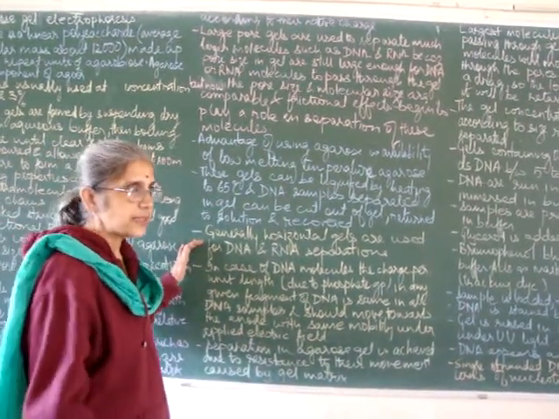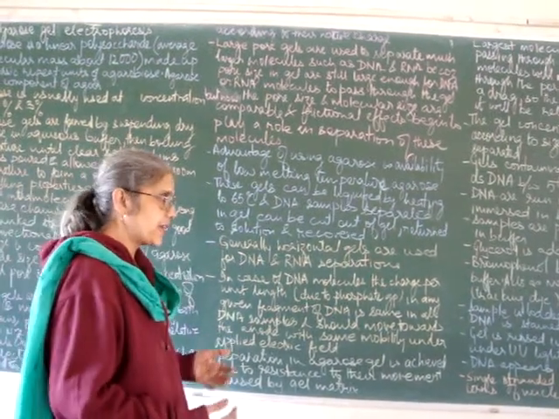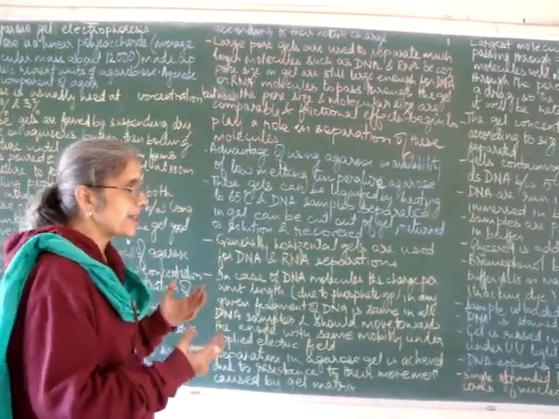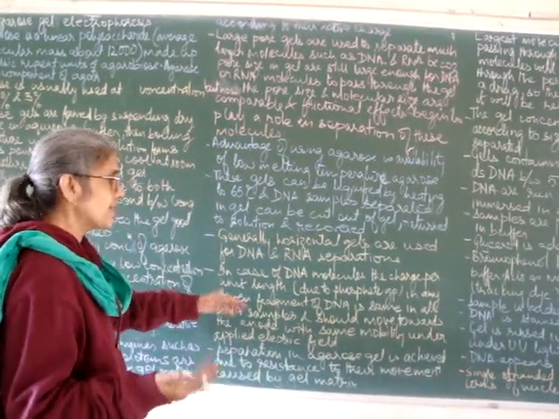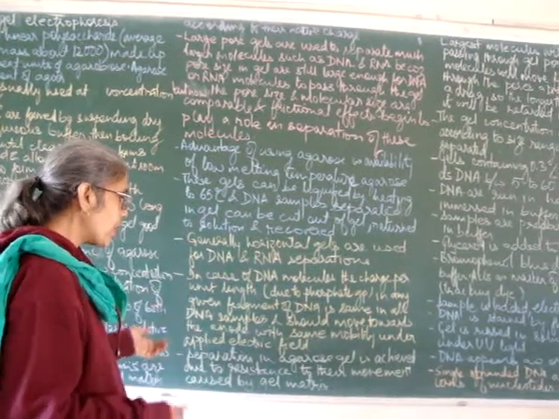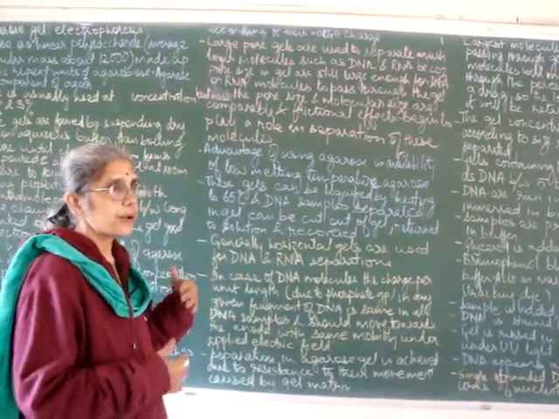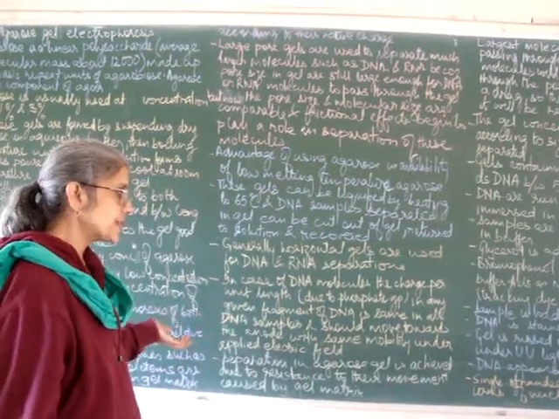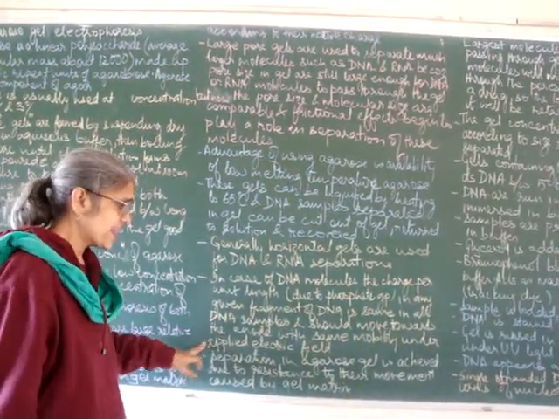Generally, horizontal gels are used for DNA and RNA separation. In the case of DNA molecules, the charge per unit length of the DNA molecule due to the phosphate groups is the same in all DNA samples. Therefore, they move towards the anode because they are negatively charged. They move towards the anode with the same mobility under an applied electric field.